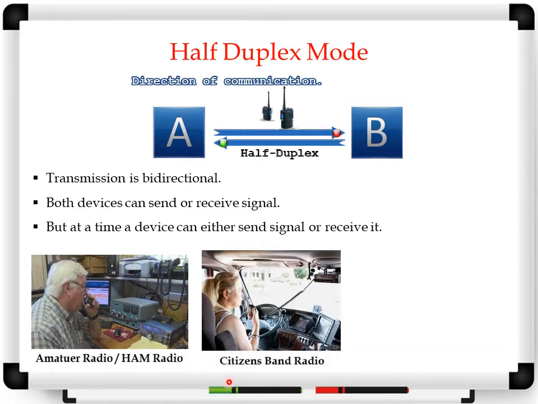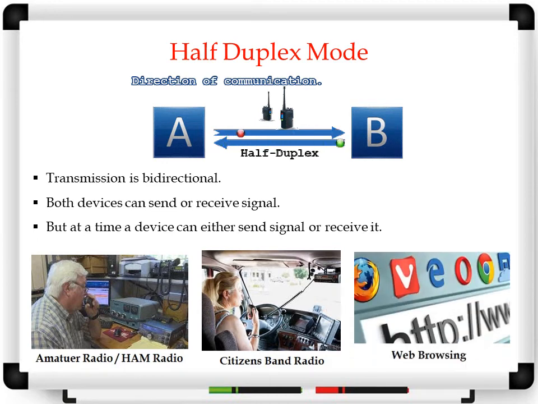Now next is citizen band radio. Citizen band radio is another non-commercial radio which operates in the high frequency band. It is widely used in many countries for short distance communication. Third is web browsing. When we browse on the browser, at a time we can either send data, meaning upload, or receive data, that is, download. So web browsing is also an example of half duplex mode.